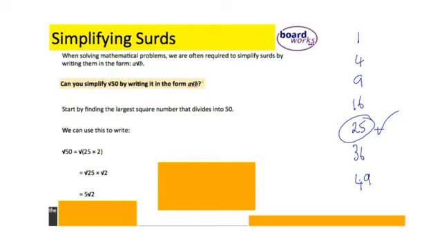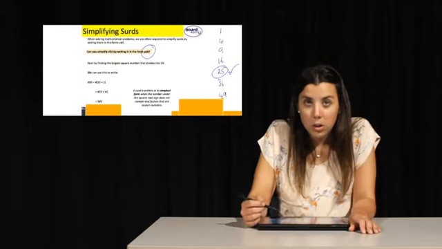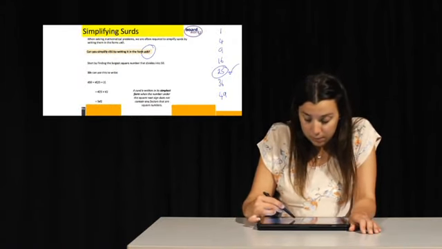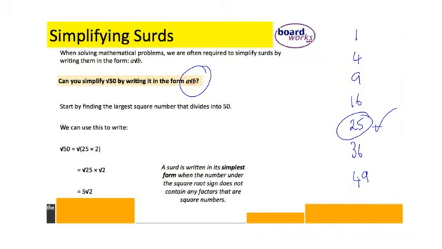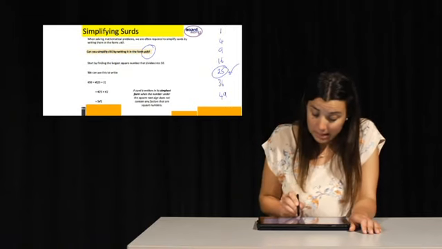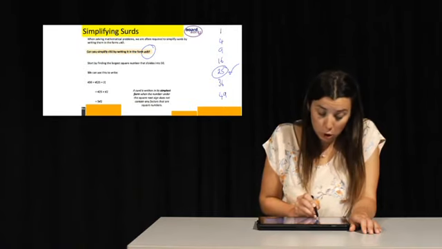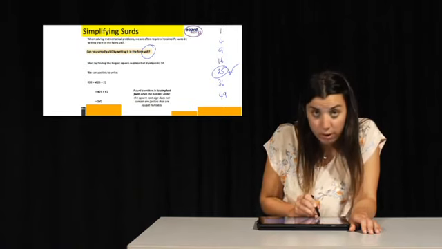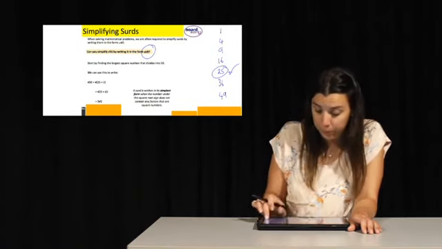If we look back here, we have the form a root b. b is the number that cannot be divided any further. That's the 2, because it's not a square number. And then we have the 5 at the front there, the a. For clarity, here's a definition: a surd is written in its simplest form when the number under the square root sign does not contain any factors that are square numbers. And that's the case here with our number 2. So this is simply written 5 root 2.